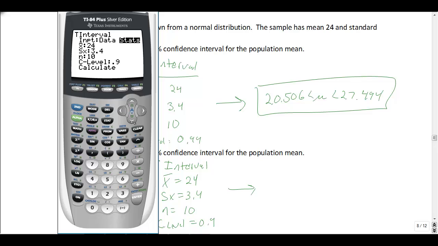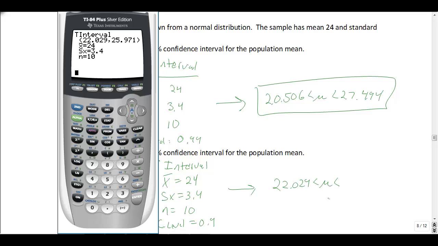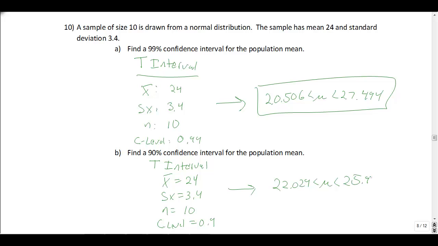I just changed the 0.99 to the 0.9. I'd enter in this data for the statistics. I should get a smaller interval, 22.029, closer to the middle. This 27.494 should go down to 25.971. So I have 22.029 less than mu less than 25.971. So there we go.